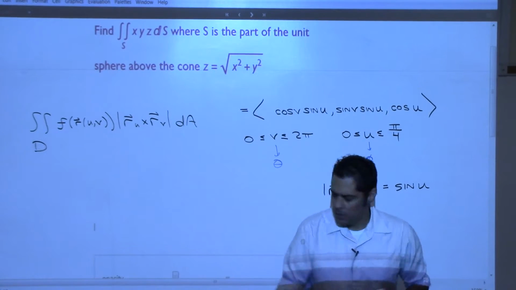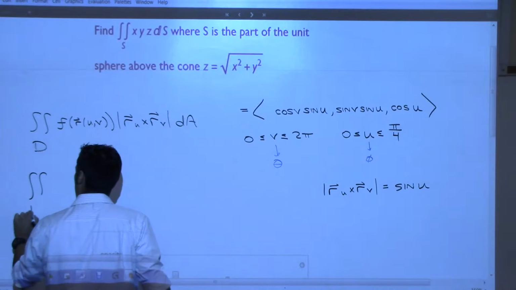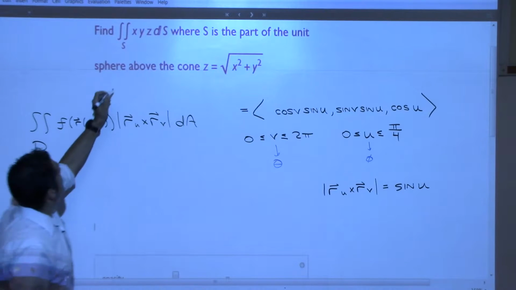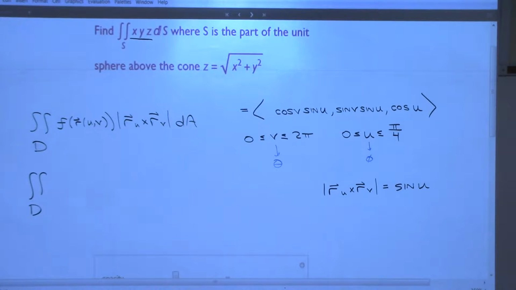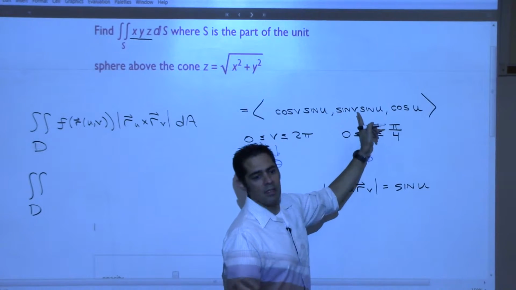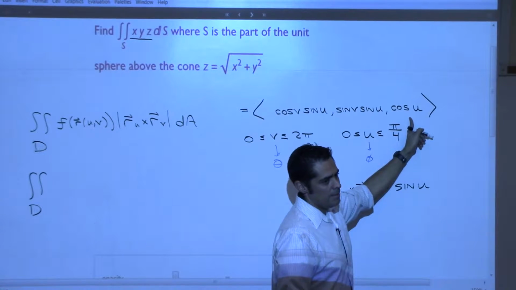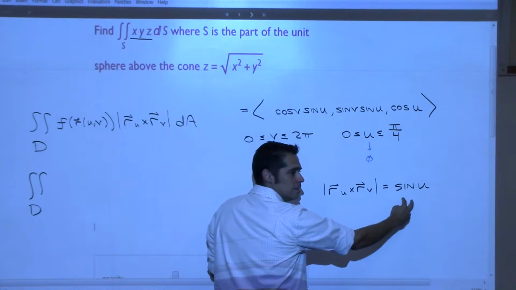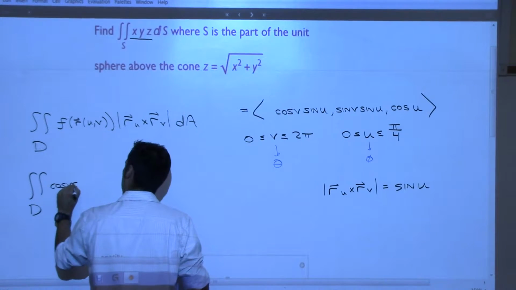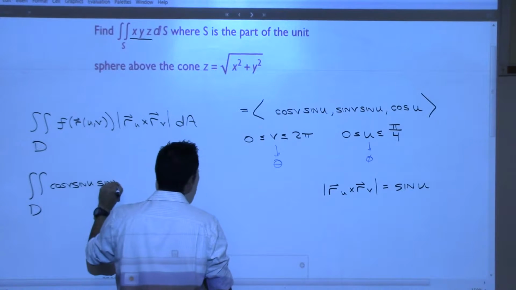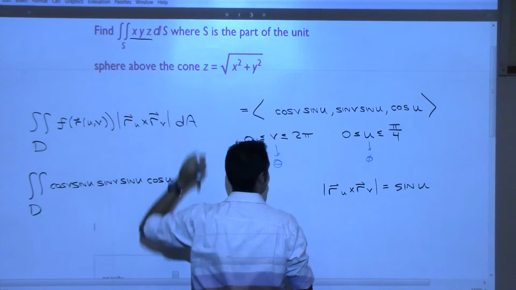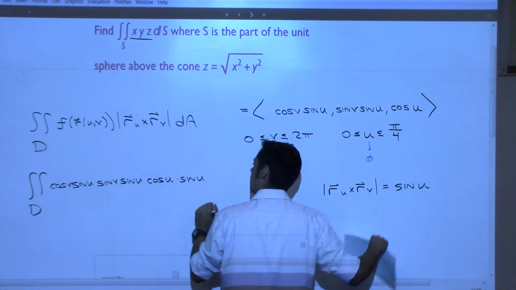plug in to our scalar function the surface. So our scalar function is x times y times z, which means I'm going to take the x component of my surface times the y component of my surface times the z component of my surface. Then multiply that times this dA. So I have cosine v sine u, sine v sine u, cosine u, that's x, y, z, then sine u, then dA.